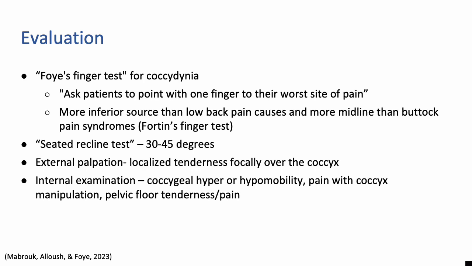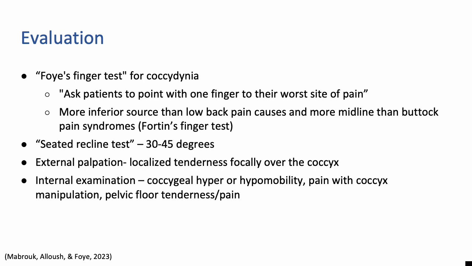So there is a test called Foy's finger test for coccydynia, and what you're going to do is ask the patient to point with one finger to their worst site of pain. So the site of pain should be more inferior than low back pain is typically going to be found, and more midline than where buttock pain syndromes are going to be found. And this test is pretty much the same instructions as Fortin's finger test, which is a sacroiliac joint test.